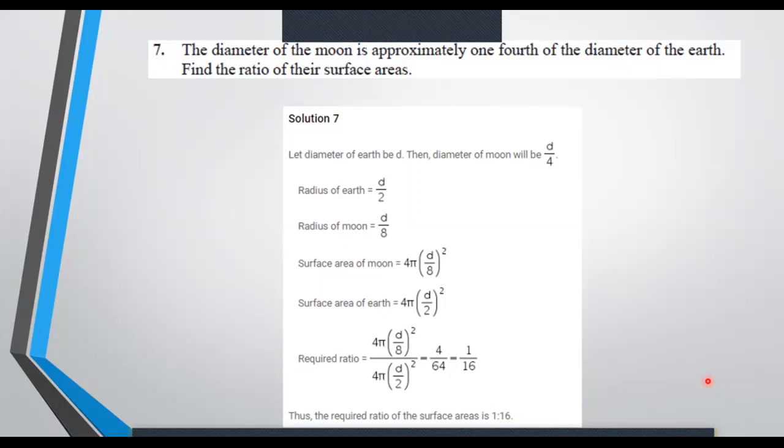Ma'am, I checked the calculation. I came until 4 pi d by 8 square and all, but I don't understand why. Is it Sanjana? Sanjana, can you hear me? I think she's having some network issue or something. So everybody has finished till now. Shall I move to the next slide now?